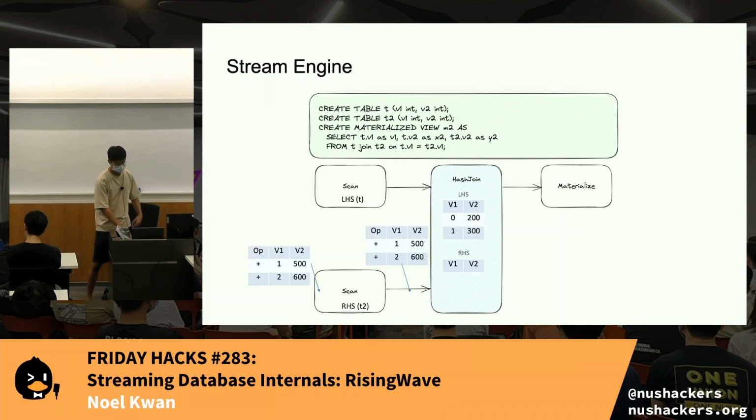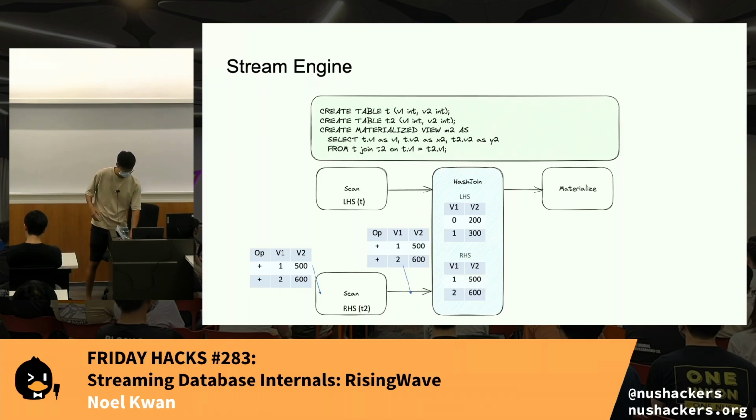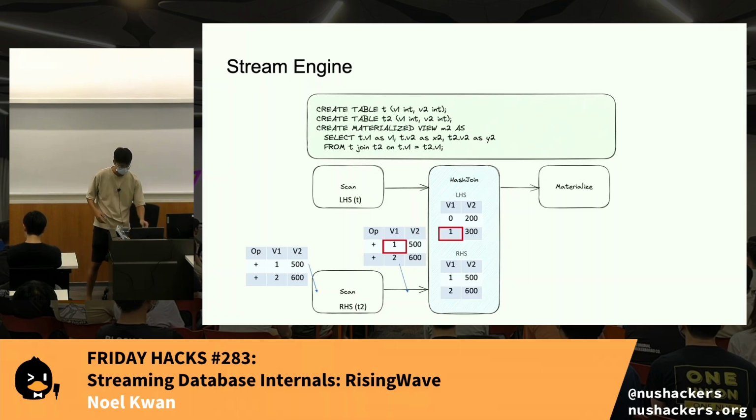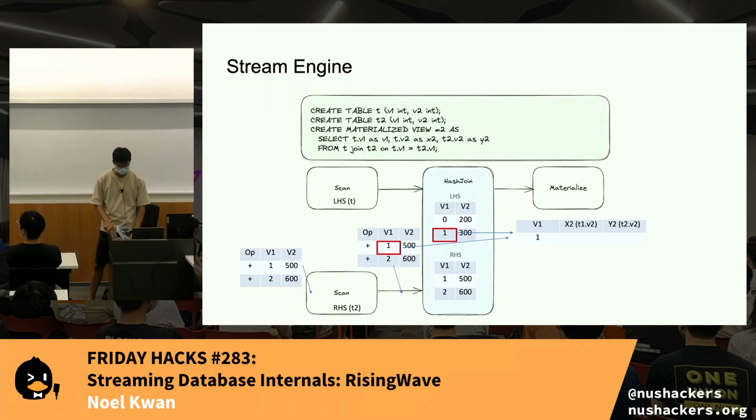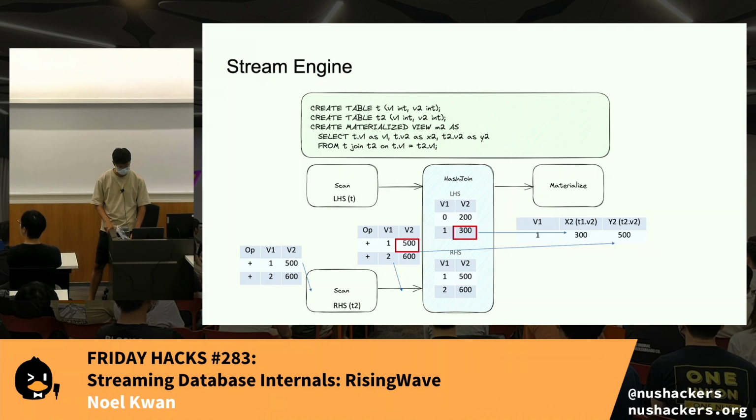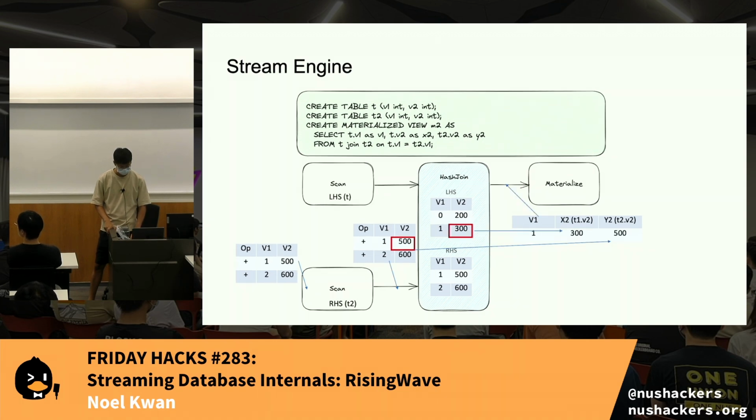And then let's consider the other side now. So we stream in some records and update the state. Okay, we check. Hey, there's a match on V1. So in this case, we will construct an output, and we'll persist this over to the materialized view as well, and update the state. So for hash join, this is generally how it works in a streaming fashion.